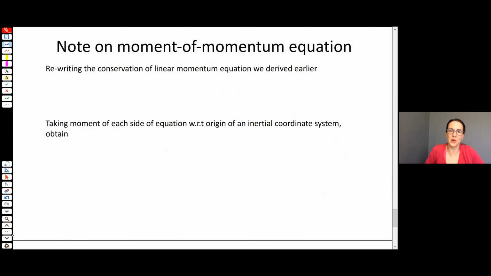And I want to make a note on this moment of momentum equation that also shows up in this section. If you take R cross the linear momentum equation, you get the moment of momentum equation. We're not going to see that at this point in the course, but when we deal with turbo machinery in chapter 12, we're going to use this all the time.